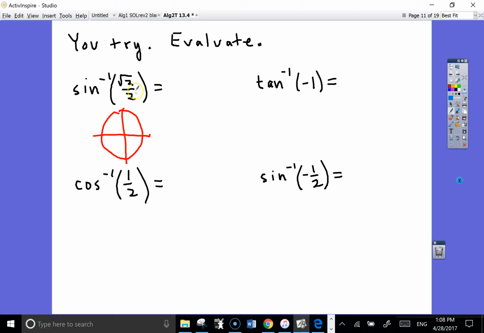So where does sine equal positive root 2 over 2? Here and here, right? So we can only take it in quadrants 1 and 4, so we're going to go for pi over 4. Okay, how about tan inverse of negative 1? Meaning, where does tangent equal negative 1? You're dividing a y by an x. So what does that tell you about the values of y and x? They have the same absolute values. They have opposite signs. So what are the coordinates of the points where they have actually the same x and y values?